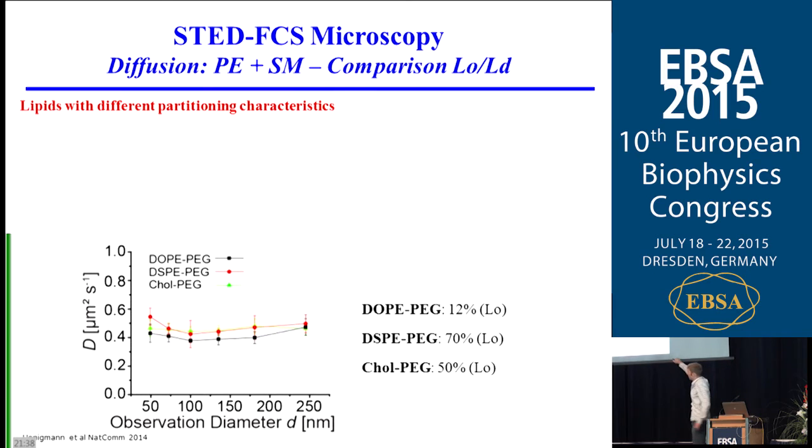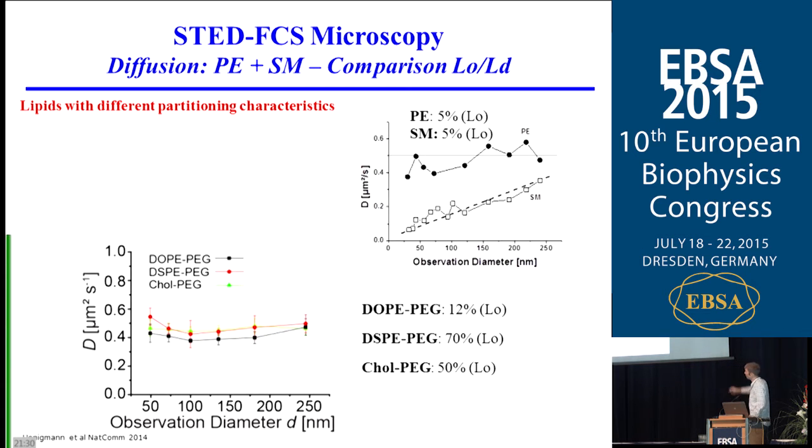But this is what we saw: diffusion coefficient, observation spot diameter, straight line for all of them. So they all diffuse freely. While for the sphingomyelin, remember, it really is going down.